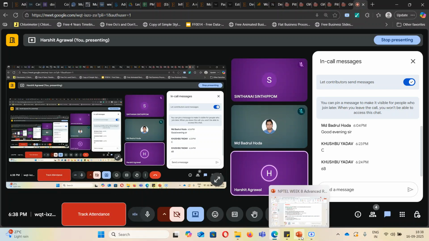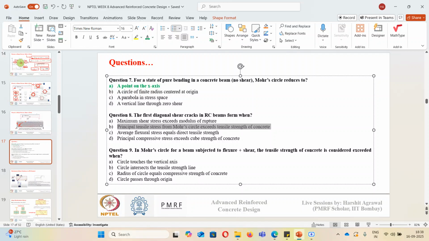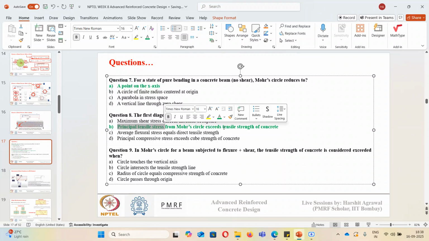Okay, so for this question, the correct answer will be B. We saw a few slides ago that at a particular point, the maximum stress is the principal stress, and when this principal stress exceeds the tensile strength of concrete, then the cracking starts. The direction of the first diagonal shear crack forms when the principal tensile strength exceeds the tensile strength of concrete.